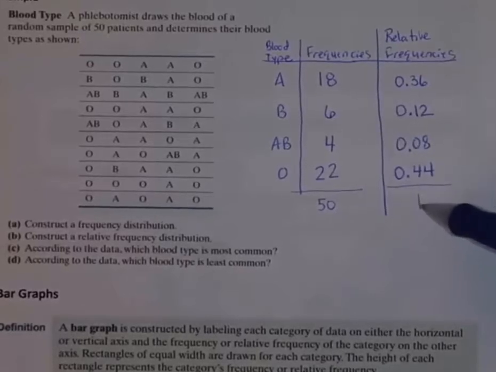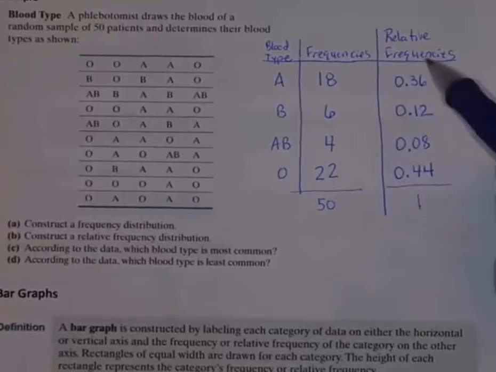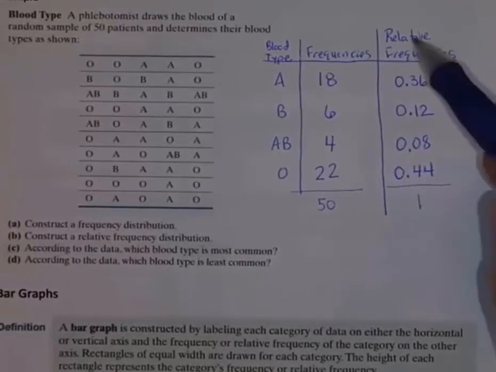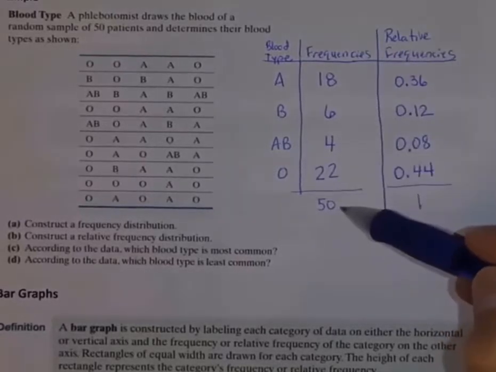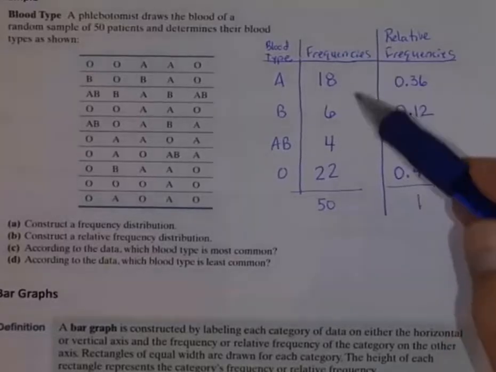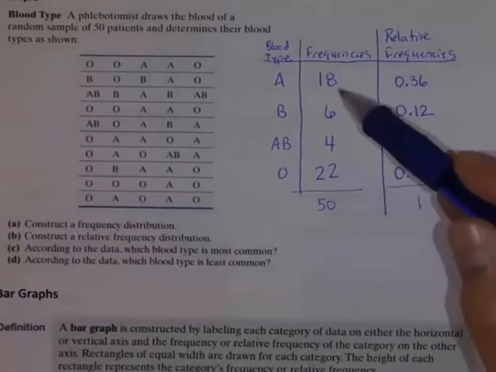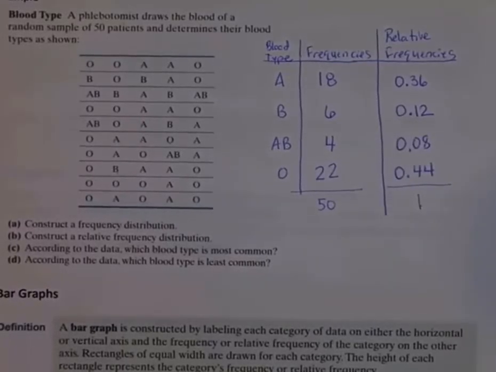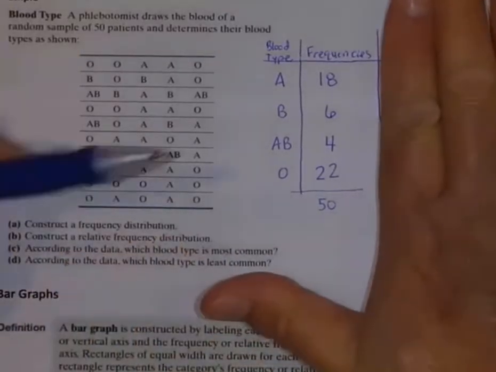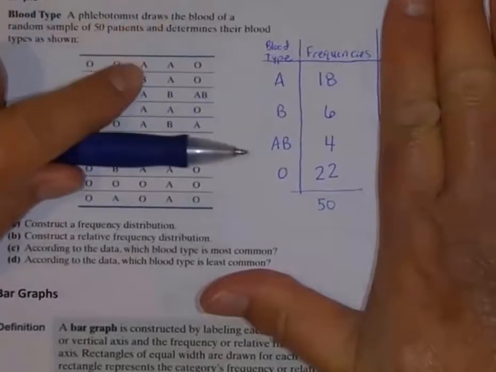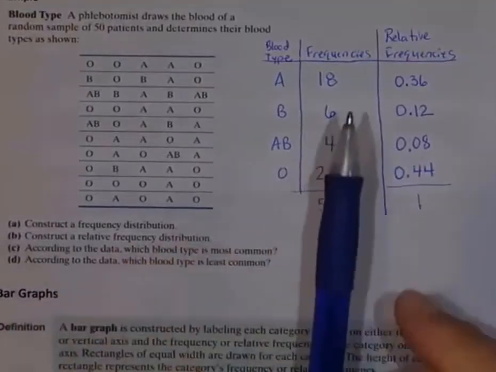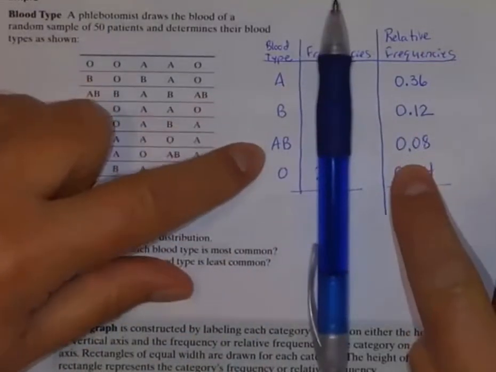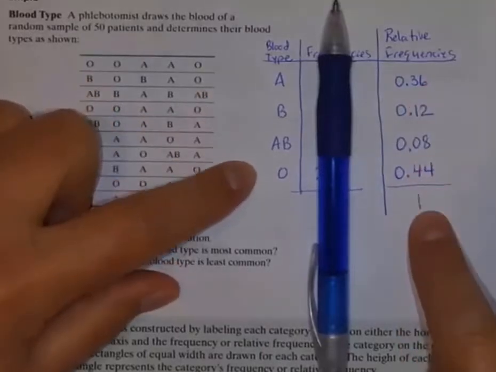Now again, just because this adds up to 1 doesn't guarantee these are right, but if they don't add up to 1, that pretty much guarantees they're not right. And the same here. If this didn't add up to 50, then that would tell me something's wrong. If they do add up to 50, that doesn't guarantee that I didn't make a mistake, but it probably wouldn't. So for part A, constructing the frequency distribution, this is the frequency distribution, the blood types along with the counts, the frequencies. For part B, the blood types along with the relative frequencies, that's the relative frequency distribution.